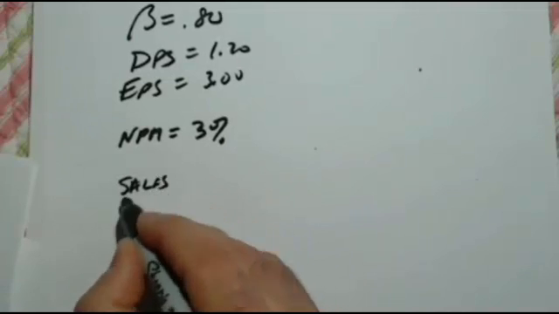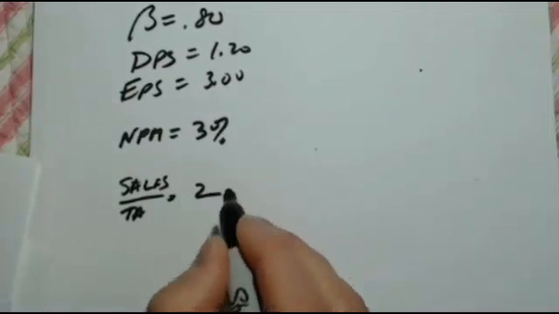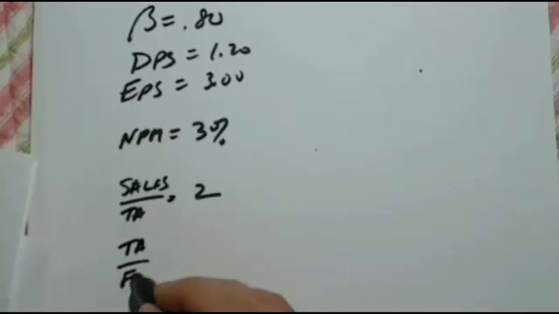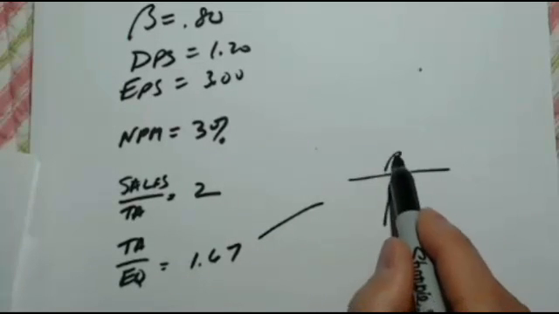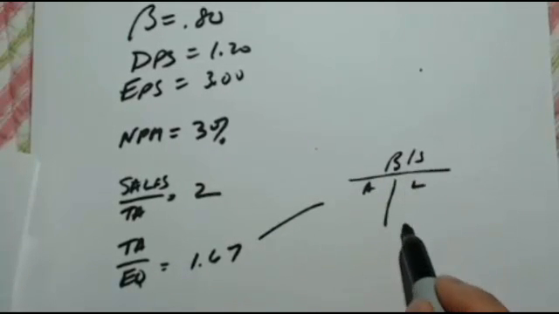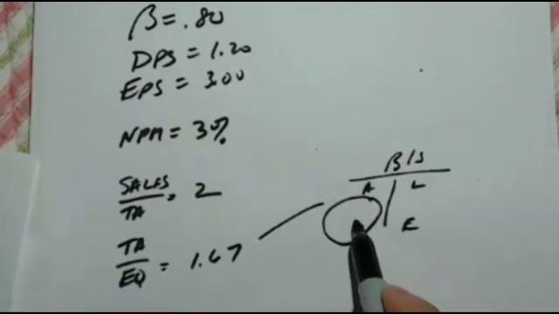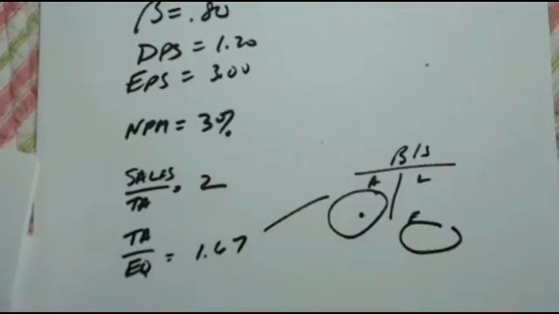Sales to total assets is 2. So for every dollar in total assets you have $2 in sales. And total assets to equity, a measure of leverage, is 1.67. So in other words, our assets are 1.67 times equity. You can think about that in terms of your balance sheet: assets, liabilities, equity. This side here is 1.67 times bigger than that component right there.